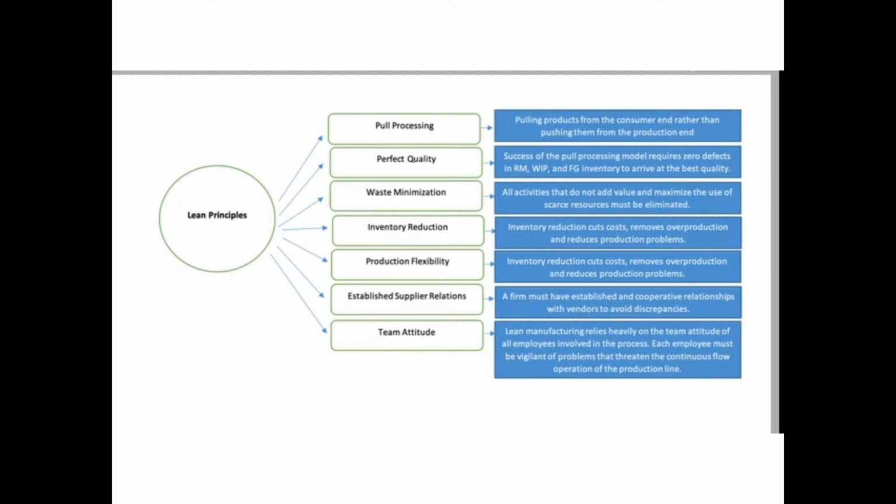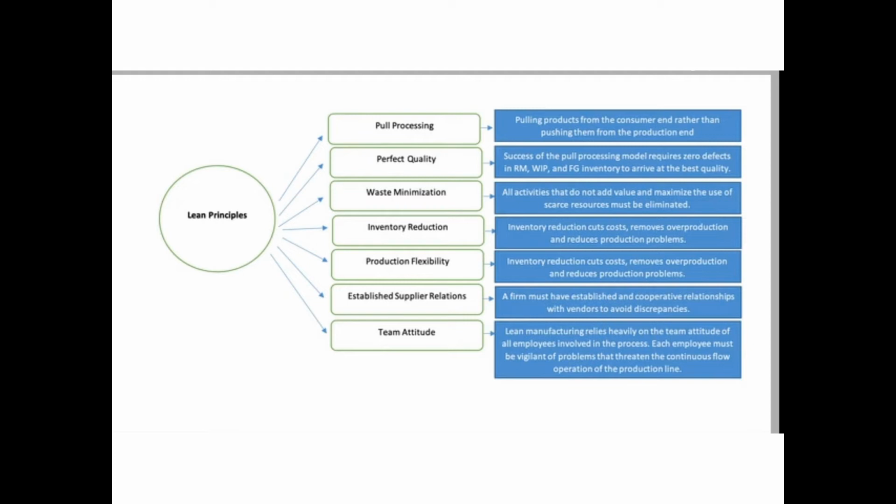Pull processing is the pulling of products by the consumer rather than pushing them from the production end. The second one is perfect quality. The success of the pull processing model requires zero defects in raw materials, work in process, and finished goods inventory to arrive at the best quality.